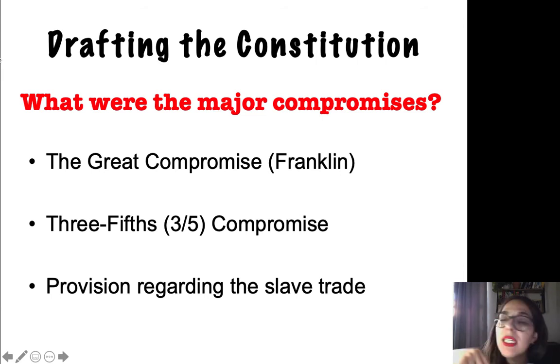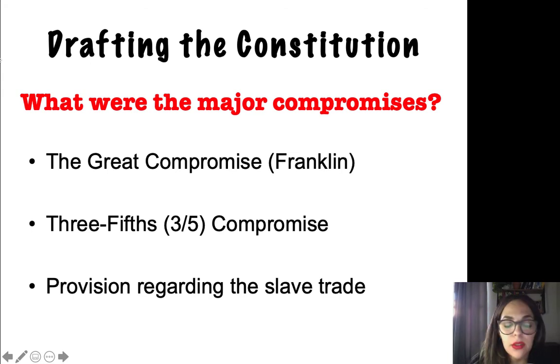Now, to keep the non-slave faction happy, there's going to be a provision written into the Constitution that basically says that the slave trade is only going to continue for 20 more years. After that, it doesn't mean that slavery is going to be illegal. It just means that the sale, right, auctions of slaves will no longer be allowed.